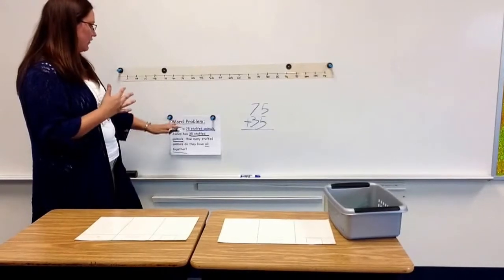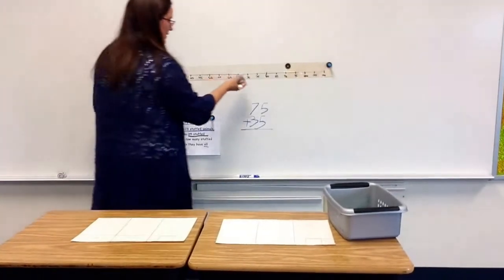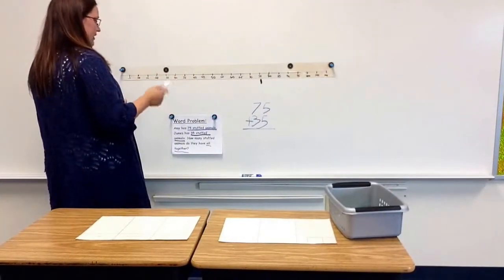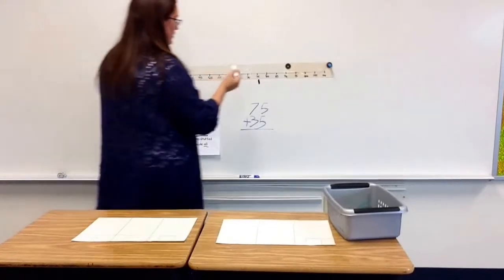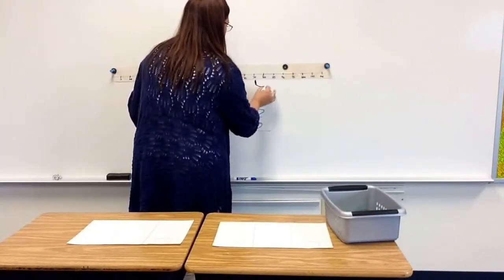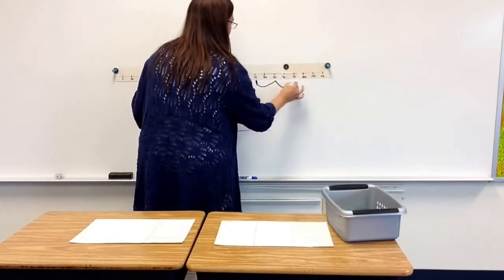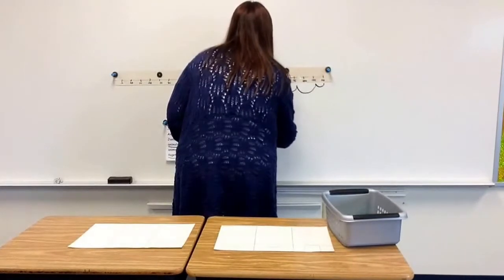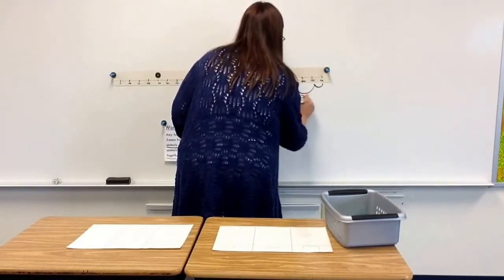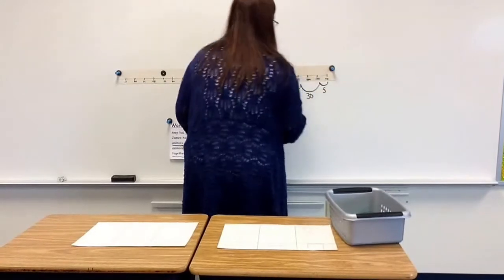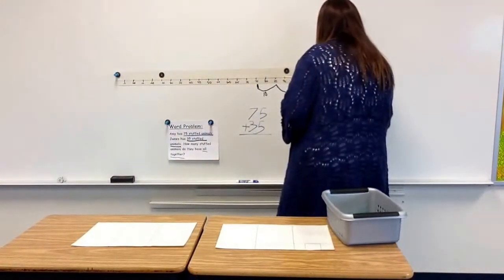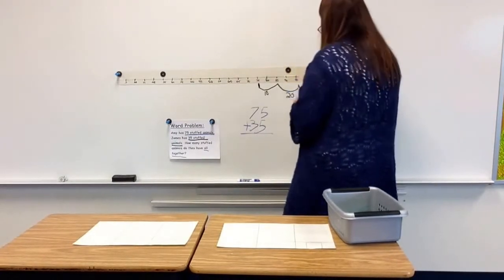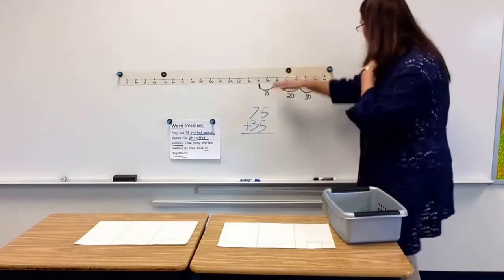Now, we're going to take the first number, which is Amy's number, 75. We're going to start at 75. We're going to add James's 35 stuffed animals. So here we go. We know that we have 10, 20, 35. Okay, and it looks like that. The actual answer is going to be 110. That's where we're at on our number line.